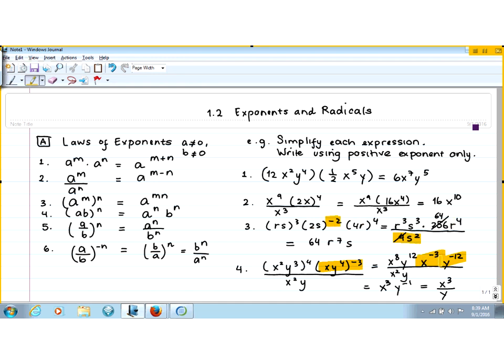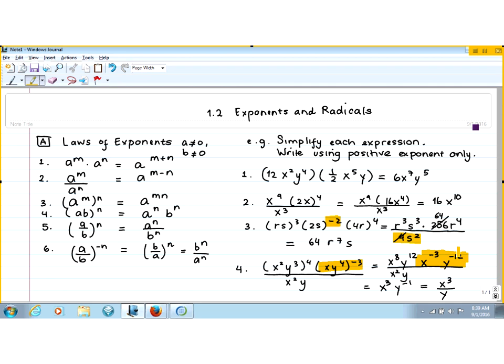So here, when I have negative, I bring it down. But here, when I have negative, I keep it up. But I distributed the negative exponent. Right? Okay. Easy? Okay. Good.